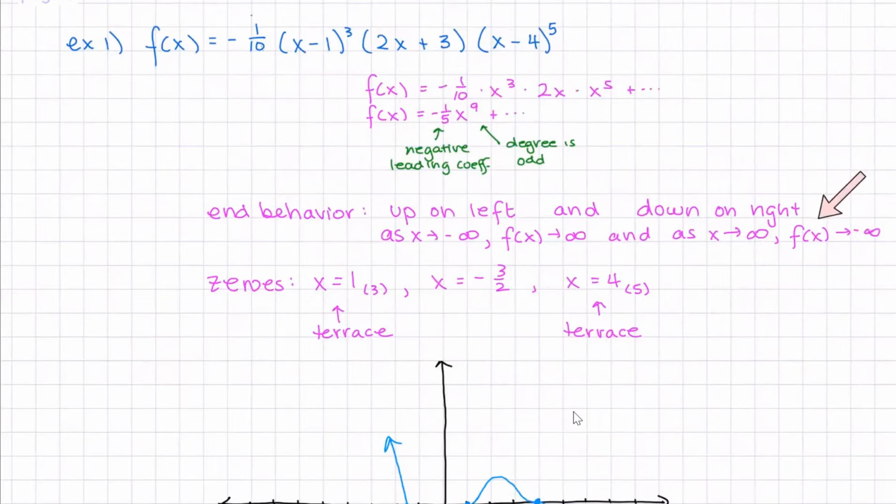All right. Then we do the x-intercepts, and because it was already factored, those were nice. We have x equals 1 with a multiplicity of 3, x equals negative 3/2 with a multiplicity of 1, and x equals 4 with a multiplicity of 5. So we have 2 odd multiplicities greater than 1. That means we have 2 places where it's going to terrace, and 1 place where it'll go straight through. So any questions how I got this part, the zeros and what it's going to look like?